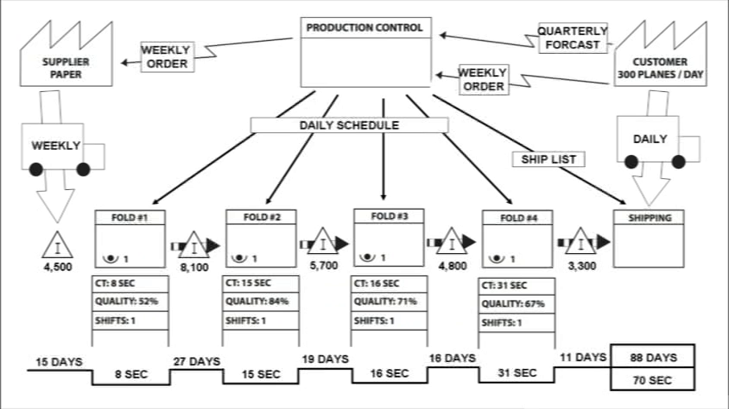So, in our final map, you can see that it takes an item 88 days to flow from the customer to the supplier, and it only has 70 seconds of value added time. You may be surprised to find your organization's performance is very similar to the model shown here.